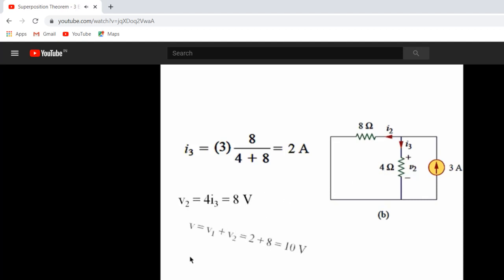Now we set the voltage source equal to 0 by replacing it with a short circuit, and we need to find the voltage V2 that results from the current source. First of all, we need to find the current flowing in this resistor, which is I3, using the current divider rule, and this current is 2 amperes. By multiplying 2 amperes by 4 ohms, we get the voltage V2, which is 8 volts. And finally, we obtain the voltage V by adding the two voltages, and this is the final answer.